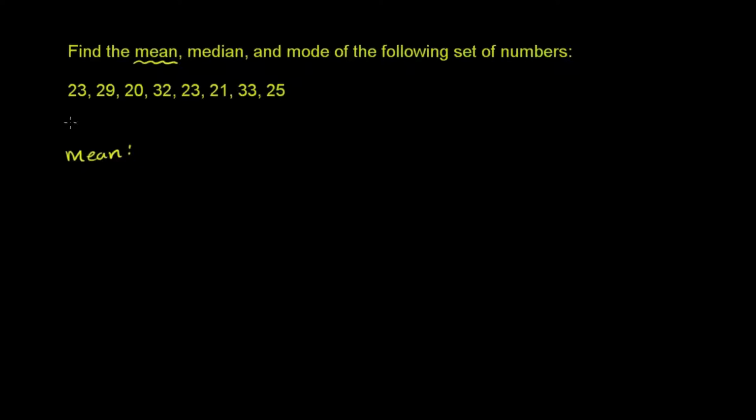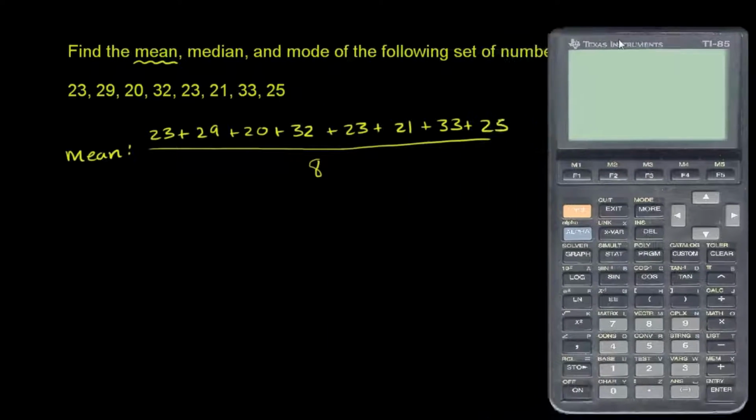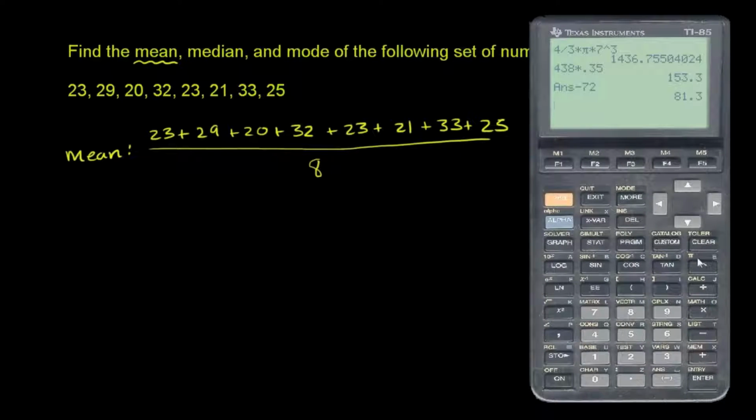So this is our mean. We want to sum 23 plus 29 plus 20 plus 32 plus 23 plus 21 plus 33 plus 25, and then divide that by the number of numbers. So 1, 2, 3, 4, 5, 6, 7, 8 numbers. So you want to divide that by 8. So let's figure out what that actually is. Actually, I'll just get the calculator out for this part. I could do it by hand, but let's save some time over here.